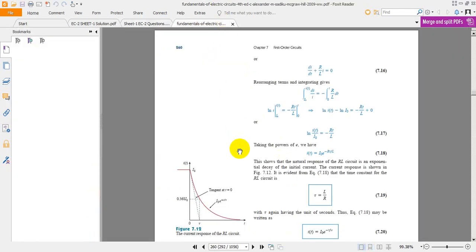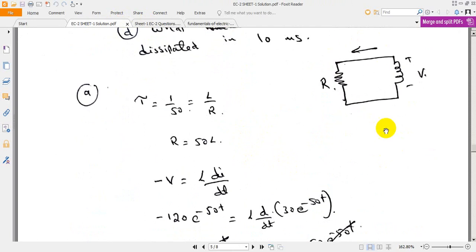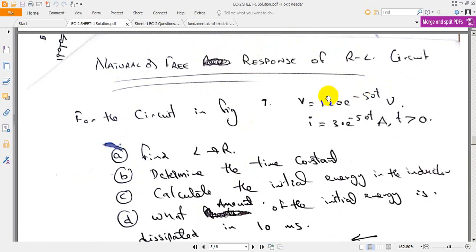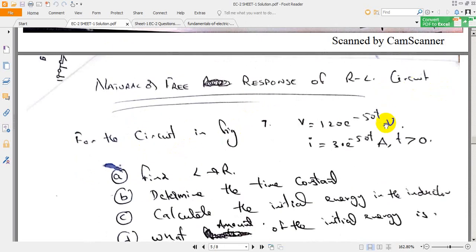Coming to the solution, this is the circuit which has been given. How do we calculate tau? Before going into L and R, let us calculate this time constant. In the circuit, he has given 120 e power minus 50 t. The normal format is V is equal to V naught e power minus t by tau. So simply we can write tau is equal to 1 by 50.